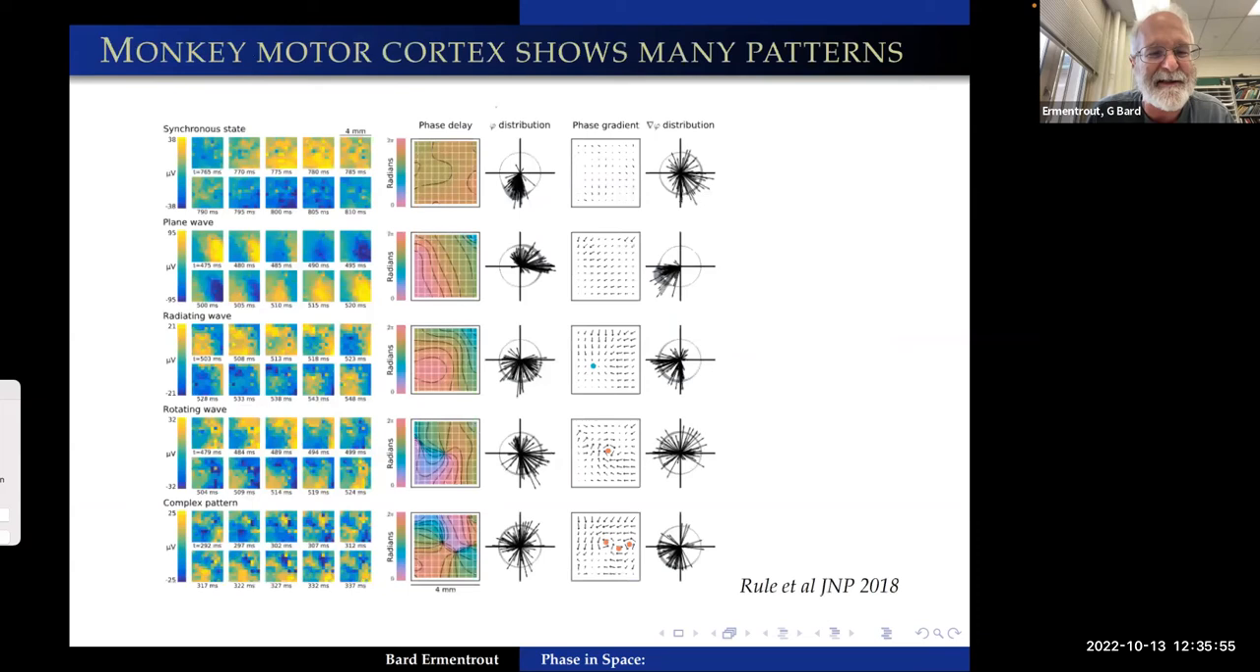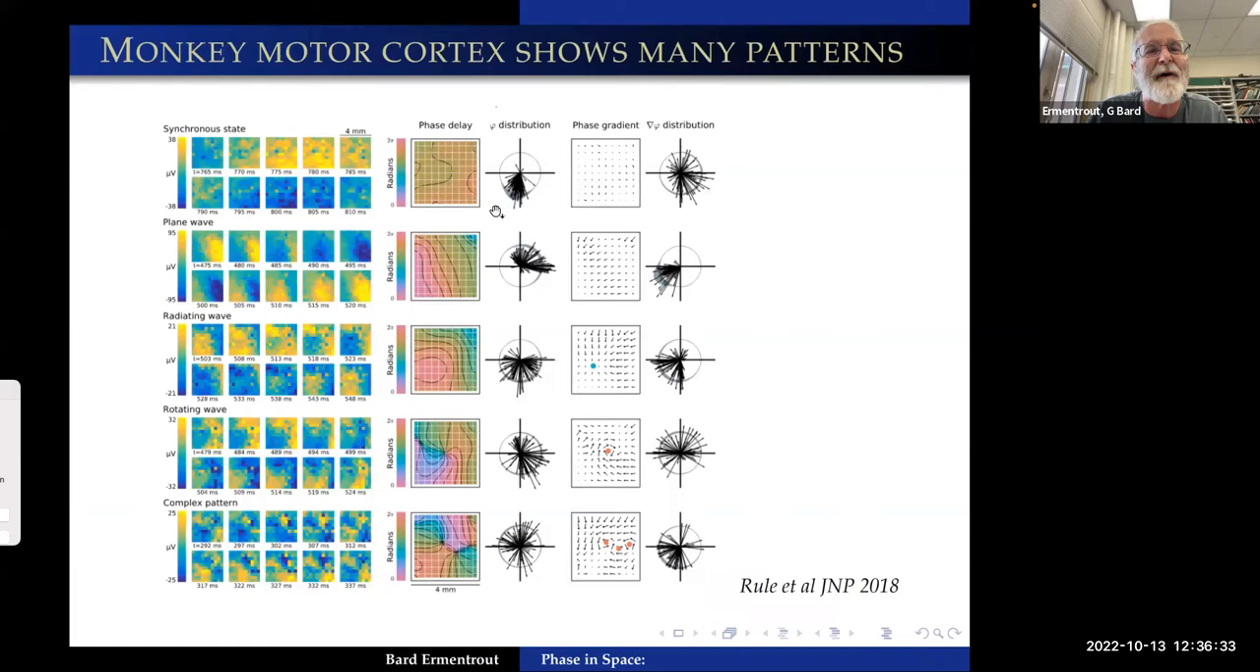So here are some examples from Michael Rule, who was the first author, but this is Wilson Truccolo's lab at Brown. This is some monkey motor cortex data. These are time series, and this is an example of a phase map, showing basically synchrony. These arrows show the phase gradient. Here's an example of a plane wave. You can see the wave propagating.